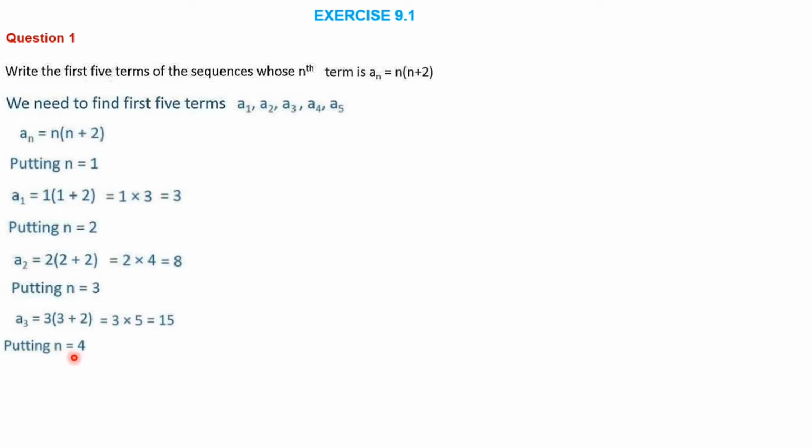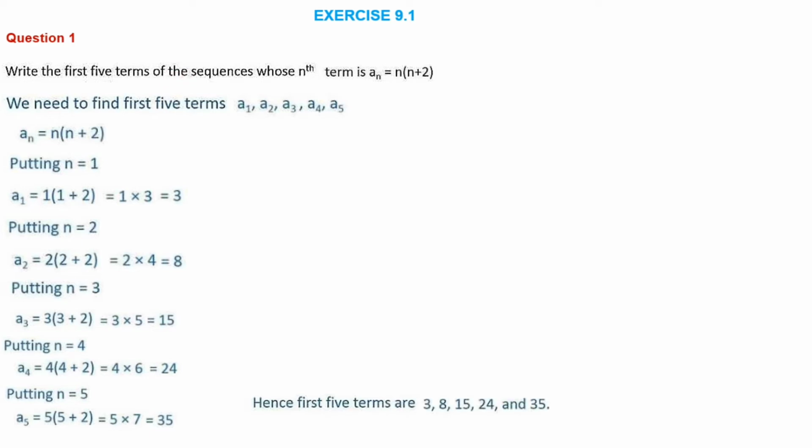Then putting n is equal to 4. Replace n and put 4. We'll get the fourth term. That is 4 into 4 plus 2. That is 4 into 6. 6 4s are 24. Then putting n is equal to 5. A5 is equal to 5 into 5 plus 2. 5 plus 2 is 7. 7 into 5 is equal to 35. So we have got the first 5 terms of the sequence as 3, 8, 15, 24 and 35.